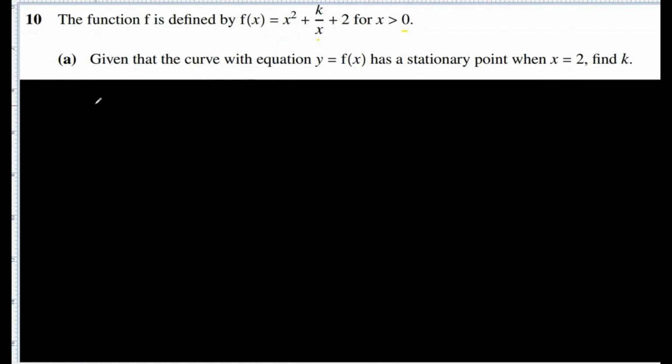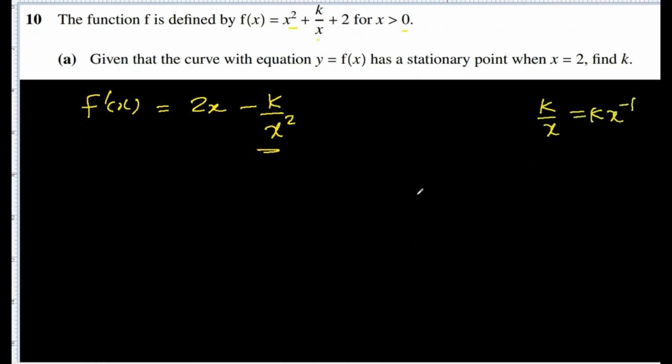So to find the stationary point, we should first differentiate the function. So f prime x will be 2x, differentiation of this, and then we'll have minus k over x square, and there is no differentiation of 2, 0. Now you might be wondering how I got this one. Let's focus on this. K over x can be written as kx to the power minus 1, and this minus 1 comes in front, becomes minus k, and then the power goes down by 1. Minus 1 minus 1 is minus 2, which can be written as minus k over x square, and that's why I wrote this.